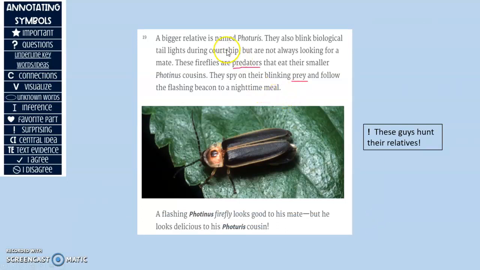A bigger relative is named Photorus. They also blink biological tail lights during courtship, but are not always looking for a mate. These fireflies are predators that eat smaller Photinus cousins. They spy on their blinking prey and follow the flashing beacon to a nighttime meal. I put another, oh my gosh, are you kidding me? These guys hunt their relatives. It says they actually eat their smaller cousins. A flashing Photinus firefly looks good to his mate, but he looks delicious to his Photorus cousin.